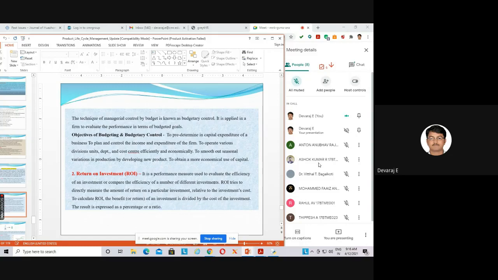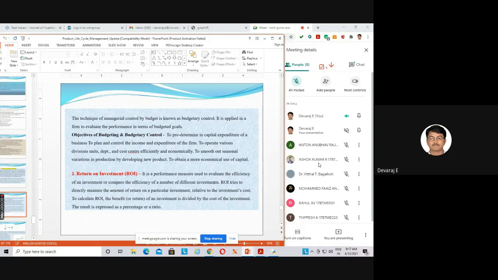To smooth out seasonal variation in production by developing new products, to obtain a more economical use of capital. So this budgetary control technique is used to control the capital. Capital means money. So you control the money in the form of investment or in the form of revenue: how much you are investing for each process, from the designing and engineering part to the marketing part.